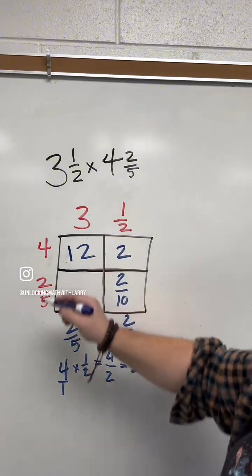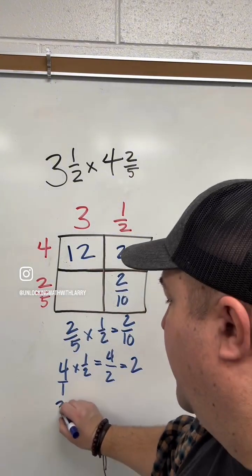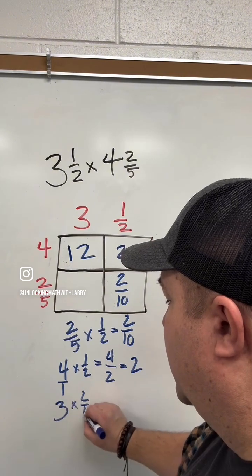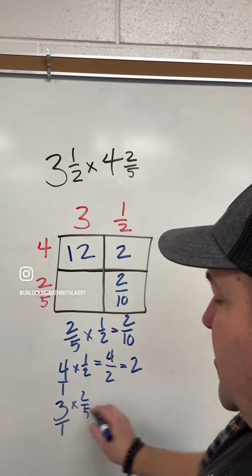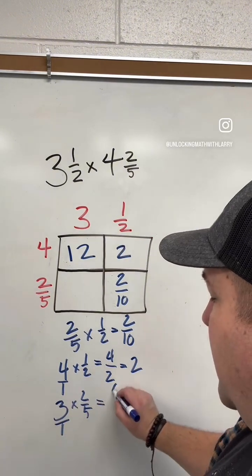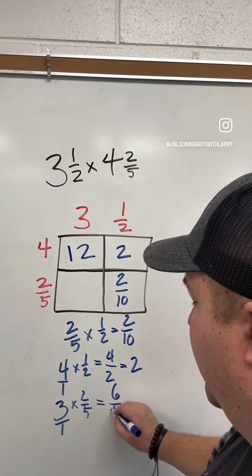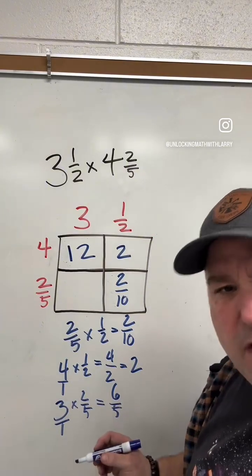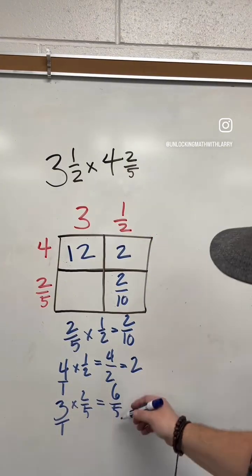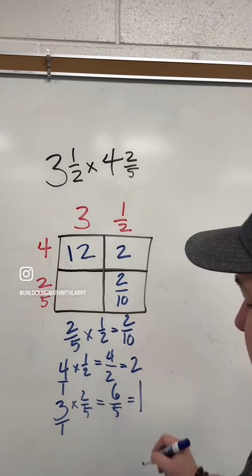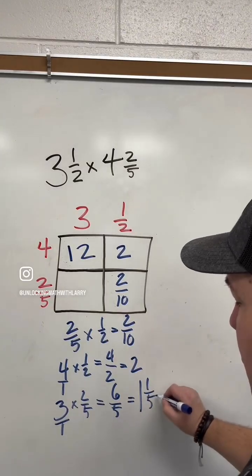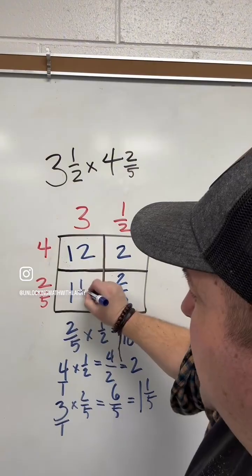And then finally, 3 times 2/5. We'll just think of the 3 as a fraction, so up top we've got 3 times 2, which is 6, and 5 times 1, which is 5. So we have 6/5, an improper fraction. How many times does 5 go into 6? It goes in 1 time, with 1 left over, so 1 and 1/5 would go here.